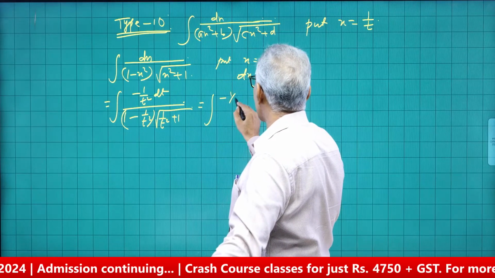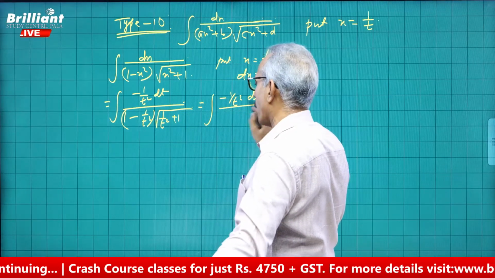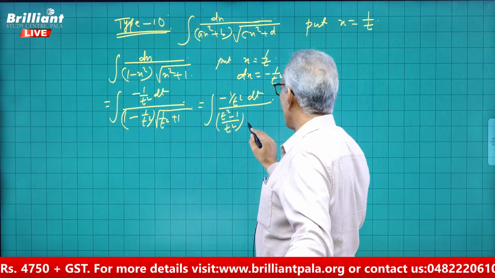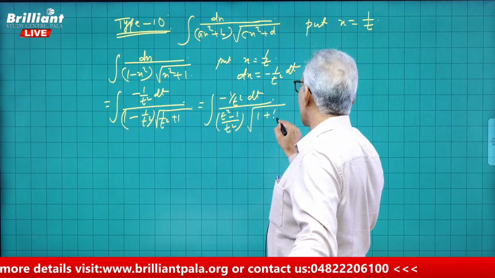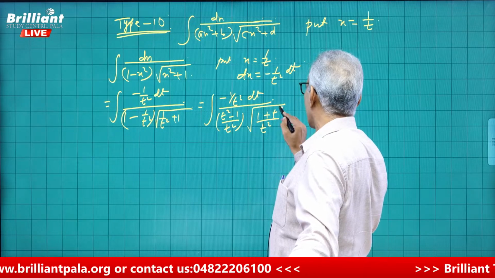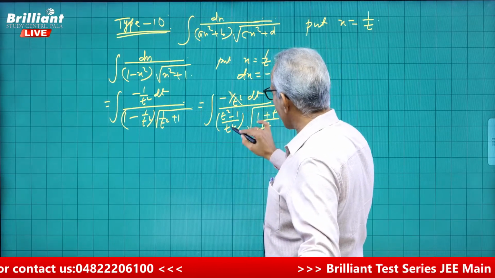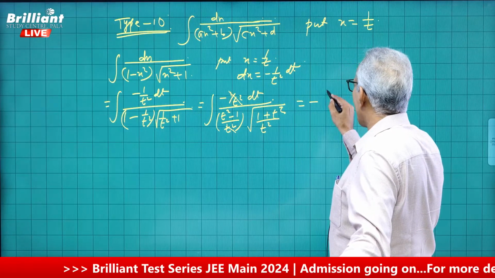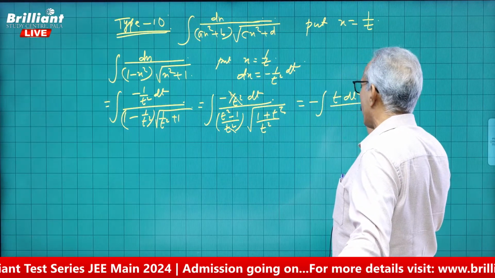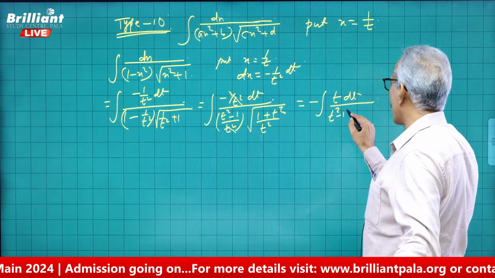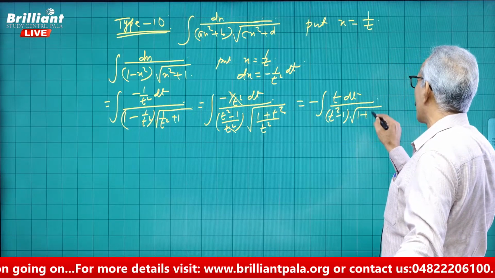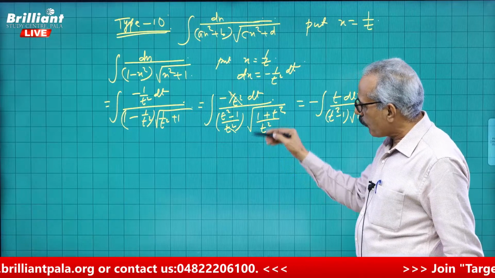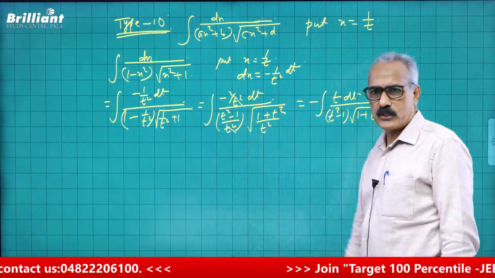That is integral of minus 1 by t square dt. Please simplify. It is t square minus 1 divided by t square, in the square root of 1 plus t square divided by t square under the root. This 1 by t square and t square cancel, and this t will go up: minus of t dt divided by t square minus 1 in the root of 1 plus t square. This is root of t square, it will go up, this t square cancels, minus is there.